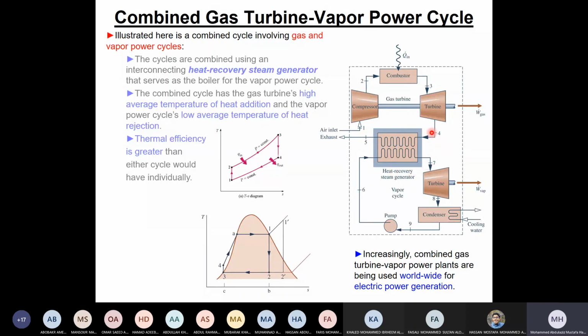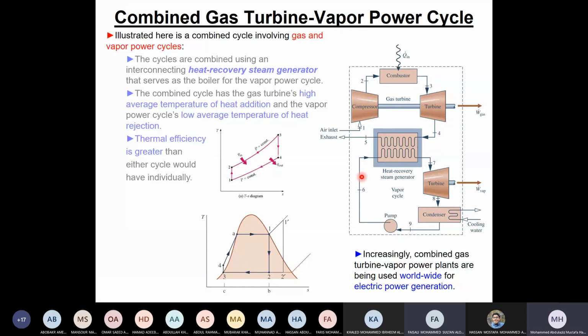Okay. Can anyone make an energy balance for this? I need a volunteer. Yes, Doctor. Yes, please go ahead. H4, yes. H5 minus H4. Okay. H4 minus H5 because 4 is greater than 5. Yes. H4 minus H5 equal H7 minus H6.